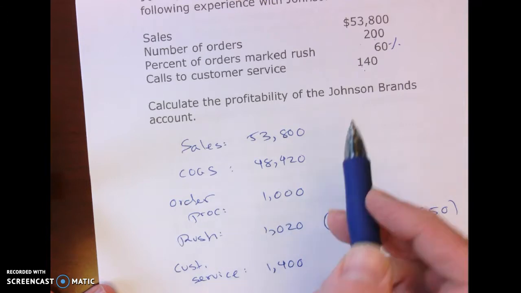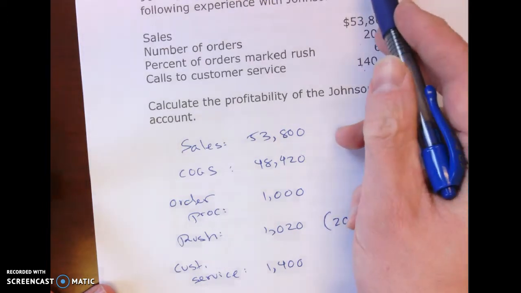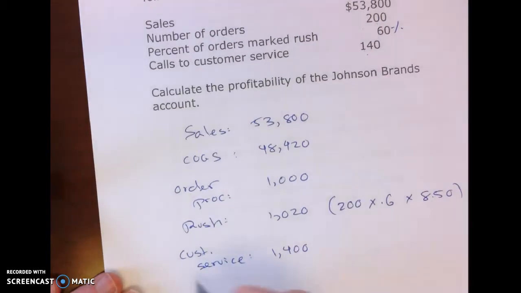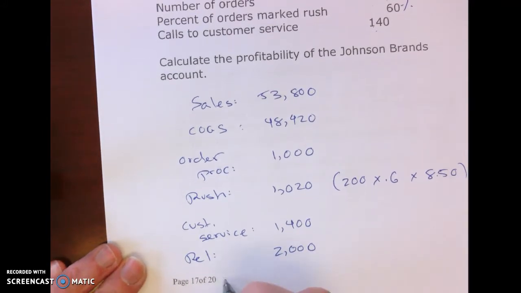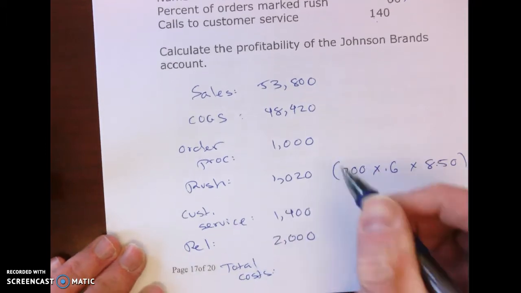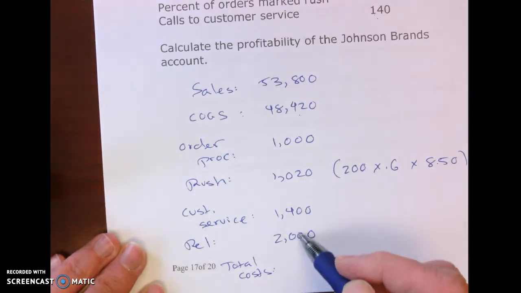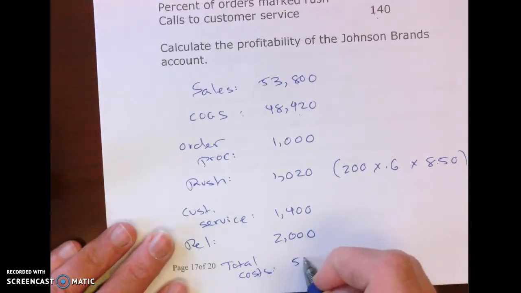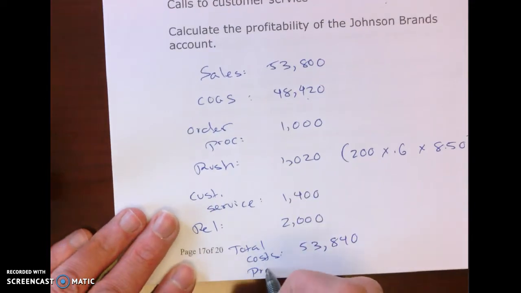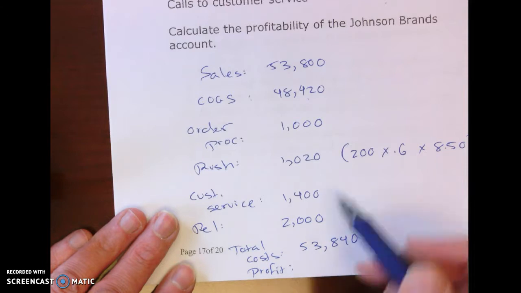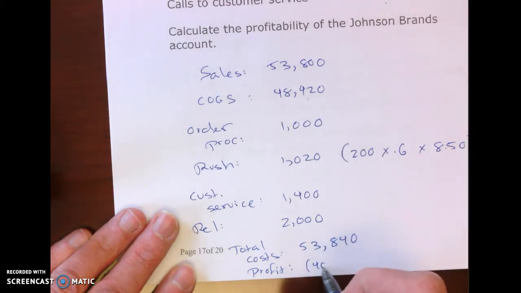And then what we have is our relationship management costs per customer. It's $2,000, so they're one customer, so we can say our relationship, which is $2,000. Okay. So now what we can do is we can see over here, we can say our total costs. Add up this plus this plus this plus this plus this gives us our total cost of $53,840. So now our profit on Johnson Brands is a loss of $40.